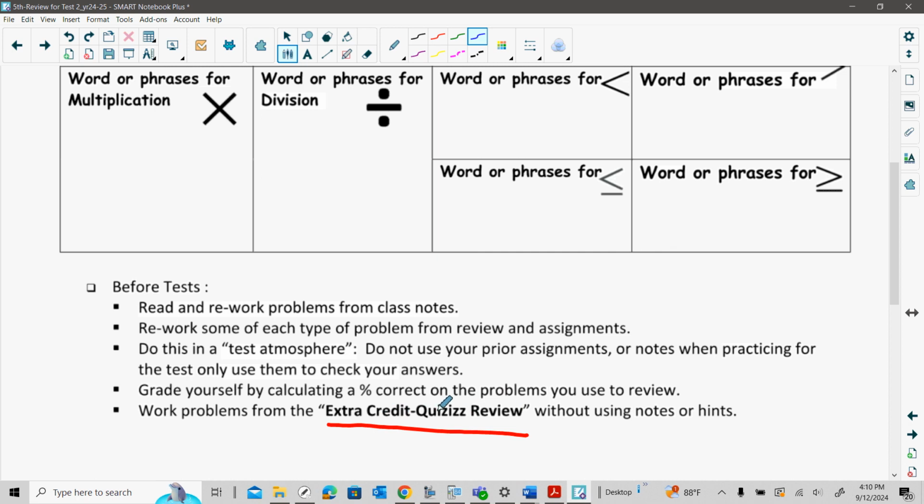So go to quizzes. There's an assignment. It says extra credit. It's just extra credit. It won't count against you if you don't do it. But it will help you prepare.